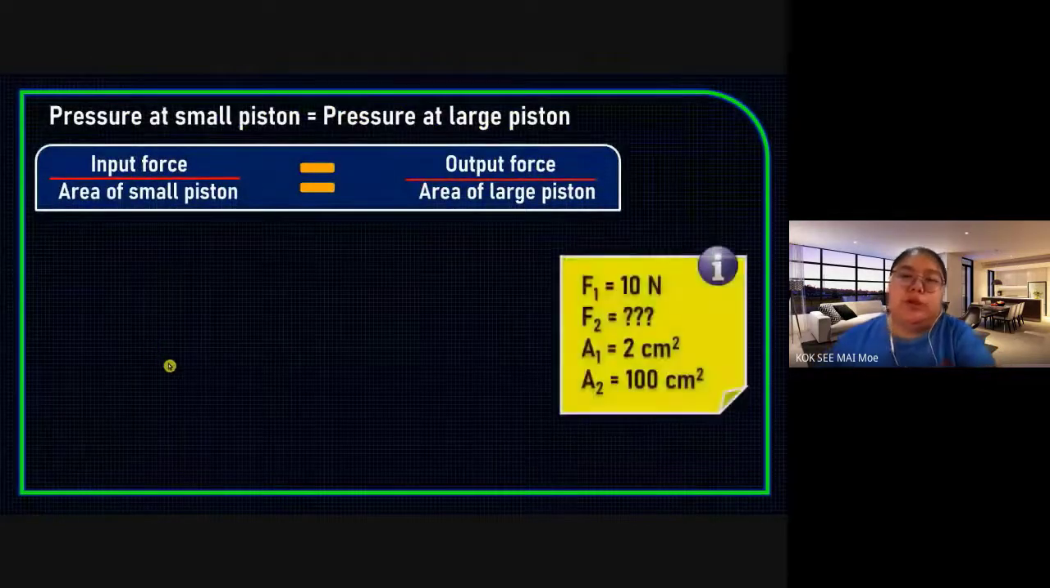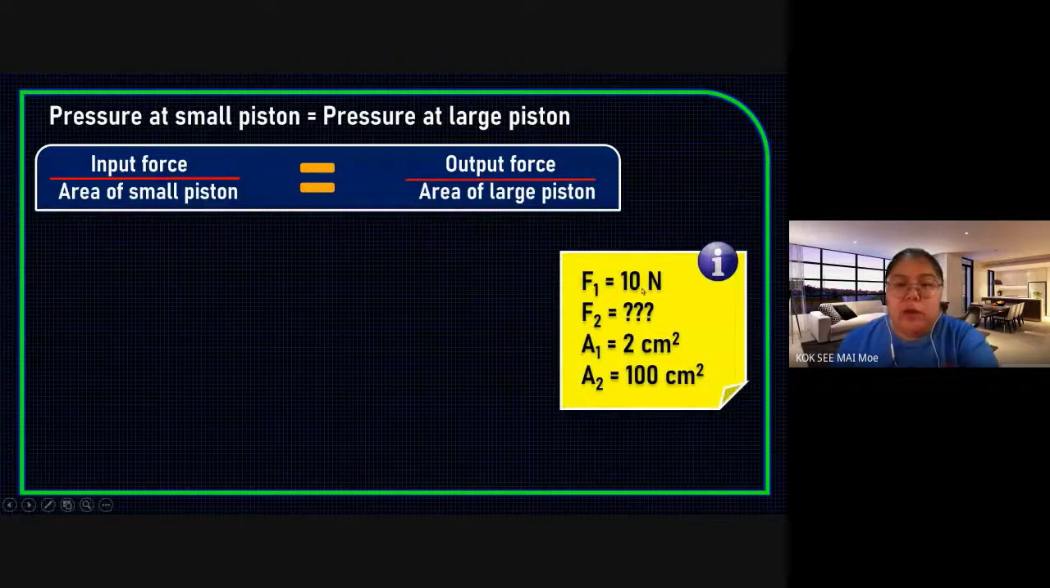So from here, I'm going to show the info first. The info: F1 is 10 Newton, F2 we do not know. A1 is 2 cm square. Then A2 is 100 cm square. So I'm using the formula to calculate F2.